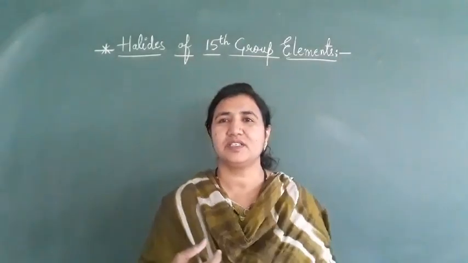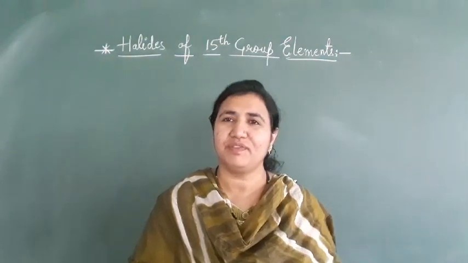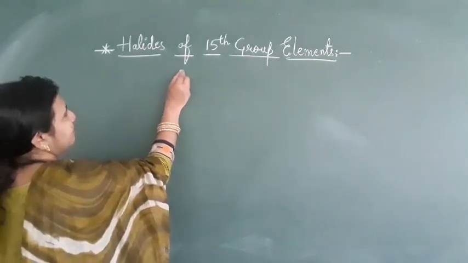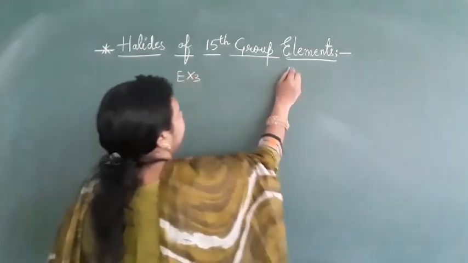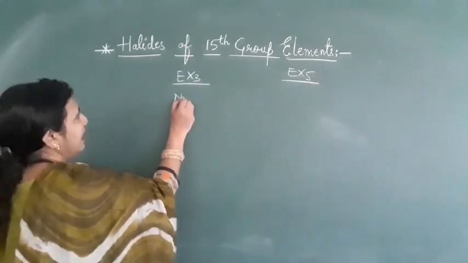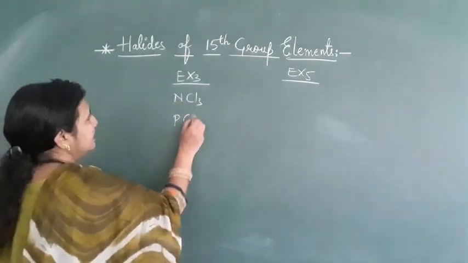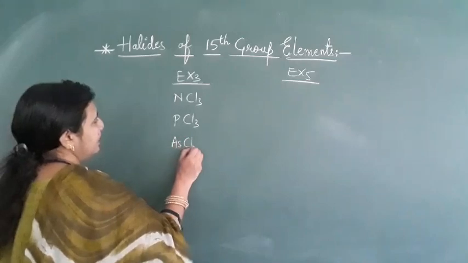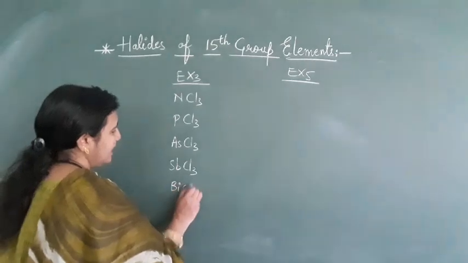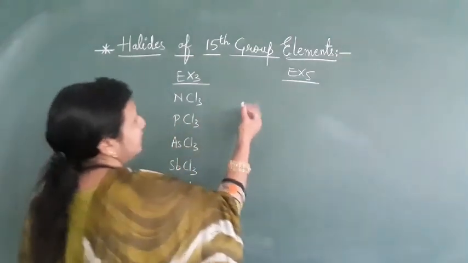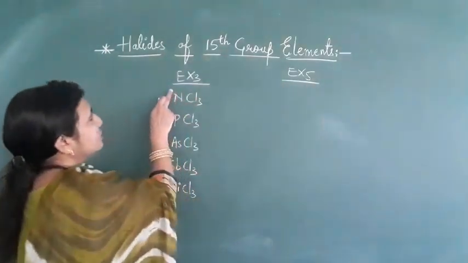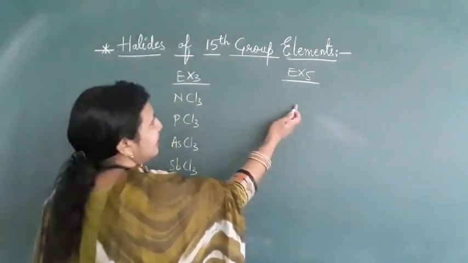Hello students. Today's topic is halides of 15th group elements. The 15th group elements give two types of halides: EX3 type and EX5 type. EX3 type means we have NCl3, PCl3, arsenic chloride AsCl3, SbCl3 and BiCl3, and these are called trihalides. The EX5 type are pentahalides. So they give two types of halides, trihalides and pentahalides.